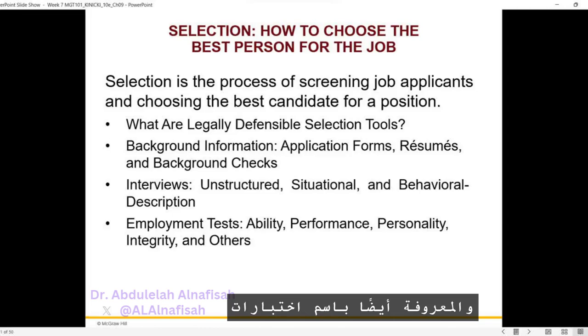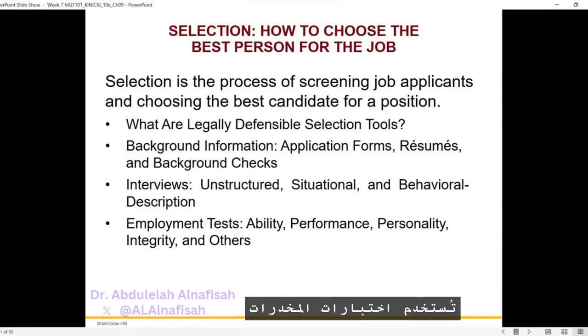Performance tests, also known as skills tests or job tryouts, assess candidates' performance on actual job tasks. Personality tests measure stable traits like self-efficacy, self-esteem, emotional stability, extraversion, agreeableness, conscientiousness, and openness to experience. Integrity tests assess attitudes and experiences related to honesty, dependability, trustworthiness, reliability, and pro-social behavior.